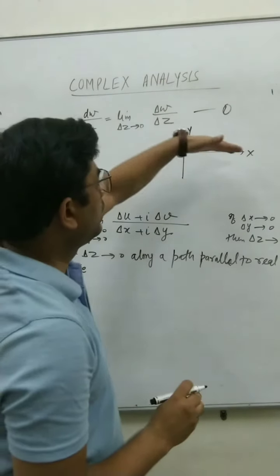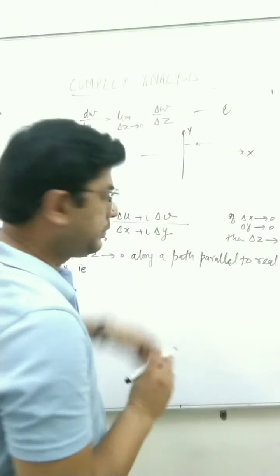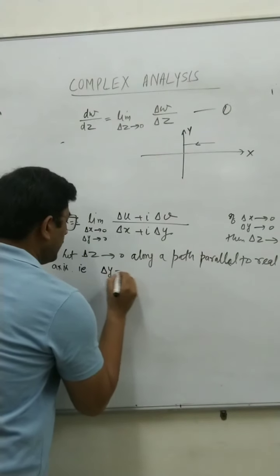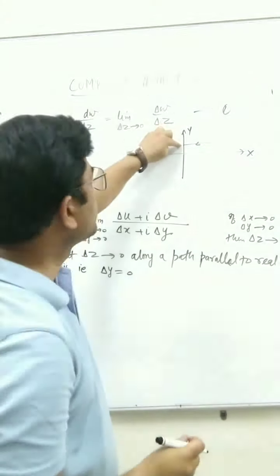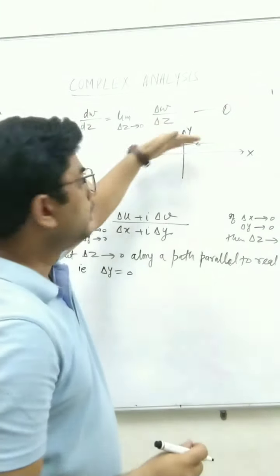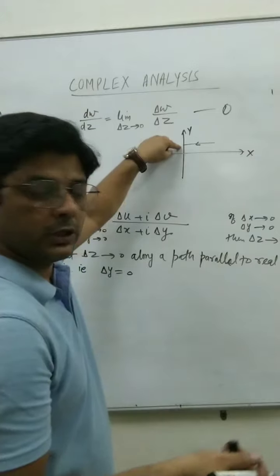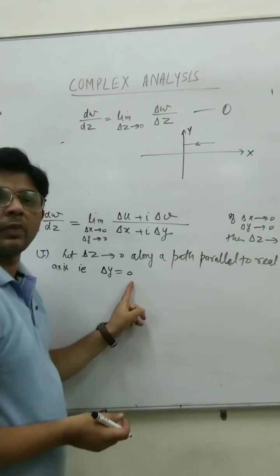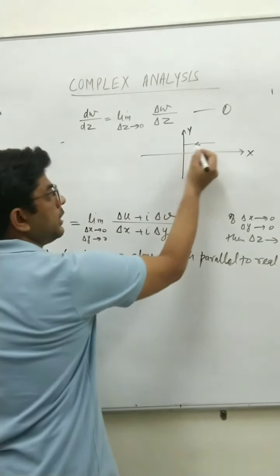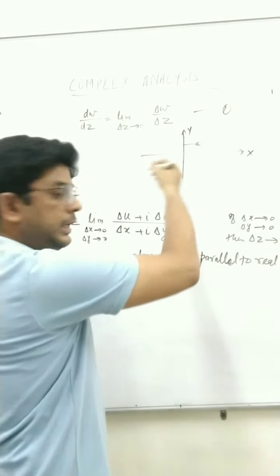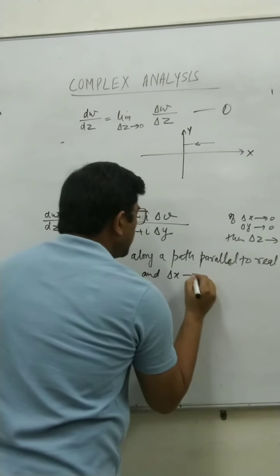If you move along this line, what is delta y? Delta y will be equal to 0, because we are taking y as a fixed point, so there is no change in y. We are moving along this direction, so no change in y means delta y is 0. But the change in x is here. You are moving along this direction, so we have change in x. So delta y equal to 0 and delta x tends to 0.